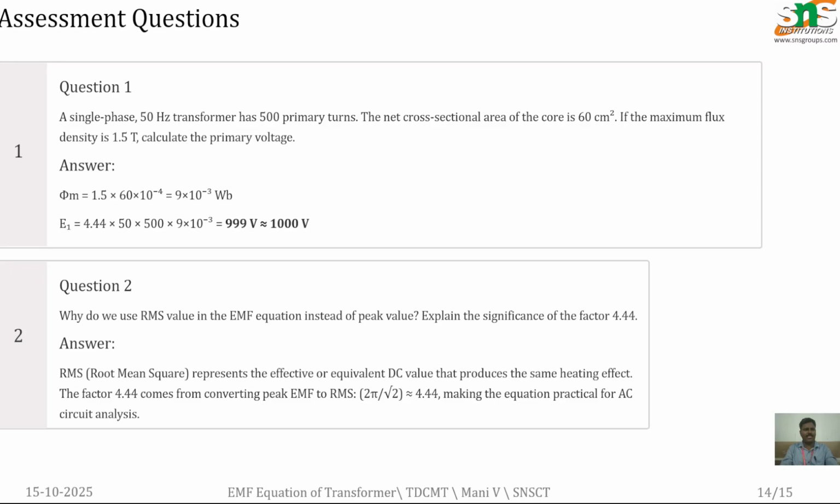So this is also an assessment question. Why do we use the RMS value in the EMF equation instead of the peak value or average value, etc.? You can put your answer in the comment section.